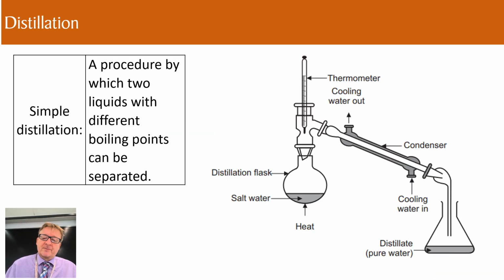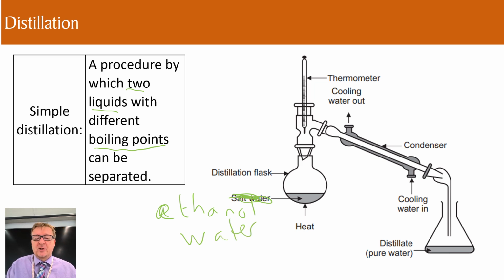Distillation. Now distillation is where you've got two liquids with different boiling points, and you want to separate them. I don't particularly like this one, so I'm just going to scribble out salt water, and I'm going to put ethanol and I'm going to put water. So basically I've got alcohol and I've got water.